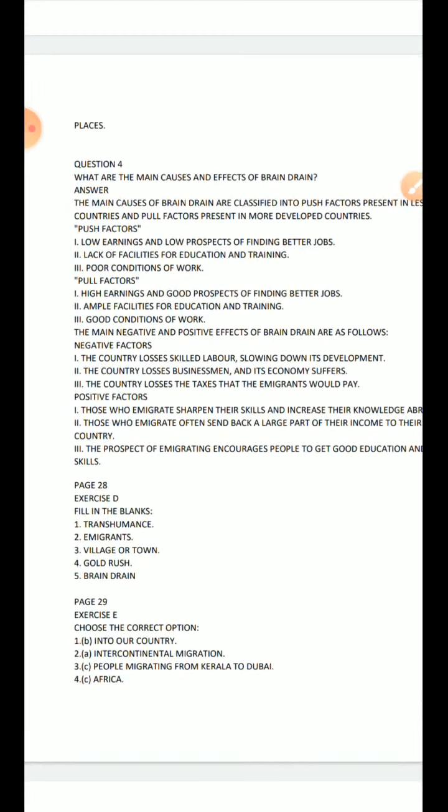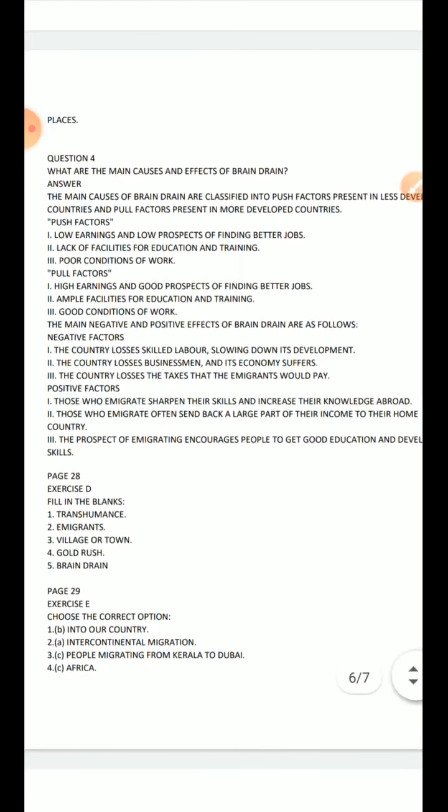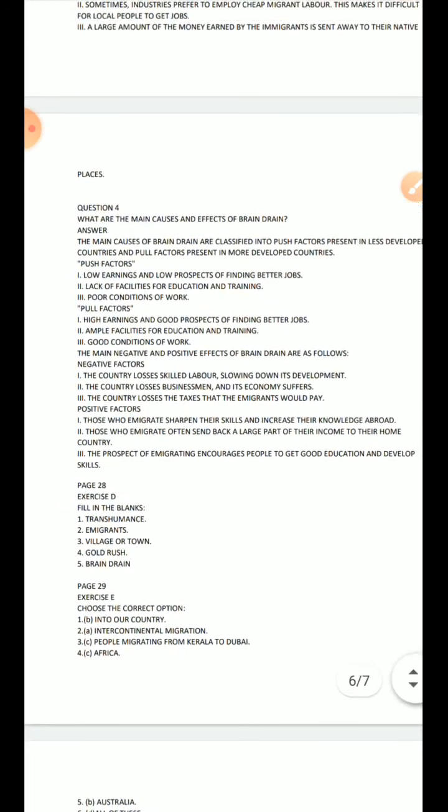The main disadvantages and positive effects of brain drain are as follows. First of all, the negative factors we have to write. The country loses skilled labor, slowing down its development. The country loses businessmen and its economy suffers. The country loses the taxes that the emigrants would pay. Next, under the positive factors heading, our first point will be those who emigrate sharpen their skill and increase their knowledge abroad. Those who emigrate often send back a large part of their income to their home country. Third, the prospect of emigrating encourages people to get good education and develop their skill.